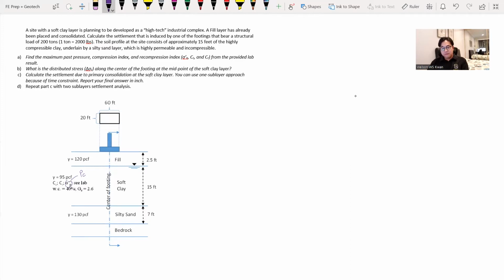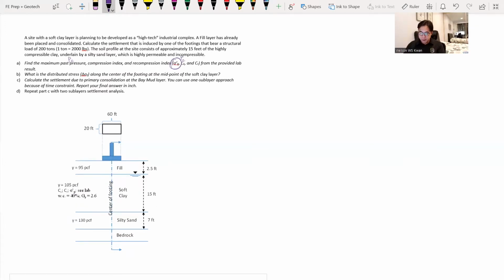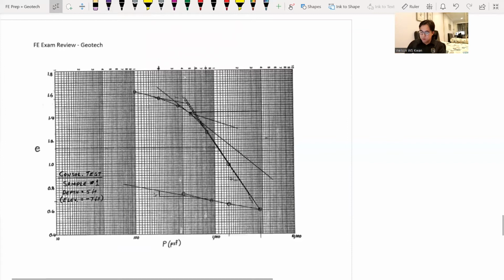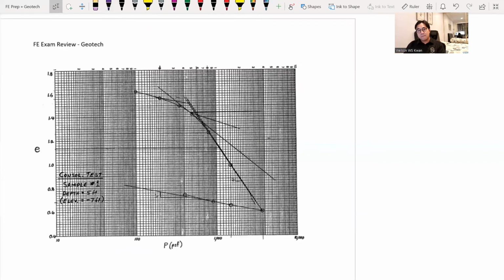And this question has 4 parts, part A, B, C, and D, which guide us through how to perform the settlement analysis for this problem, which we will get into. So that's task A. Task number 1 here is from these lab results, we want to find the 3 parameters. First, the maximum past pressure.